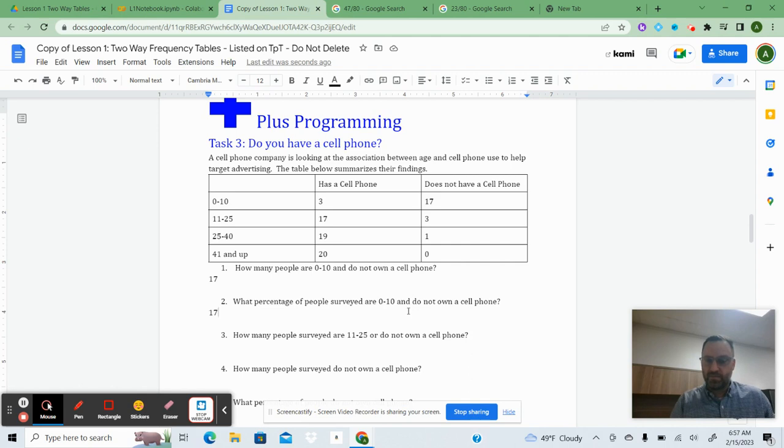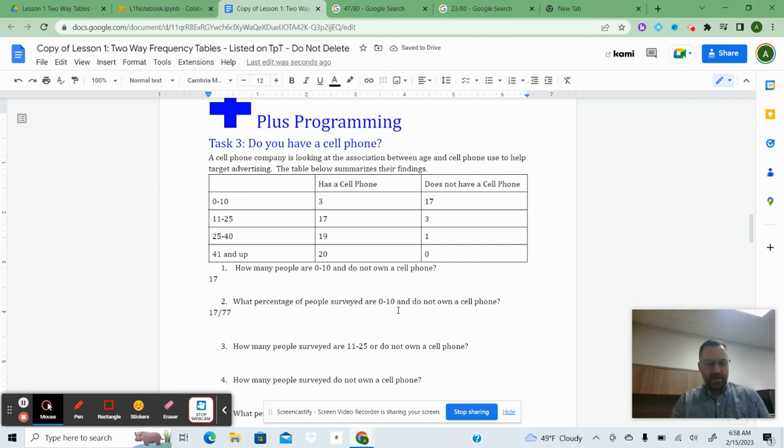So that's 17 out of 77. Let me just make sure I have that number right. 3 plus 17 plus 19 plus 20 plus 17 plus 3 plus 1. Oh, that's out of 80. So I did make a little error there. And then to change that into a percent, I have 17 divided by 80 gives me 21.25%.